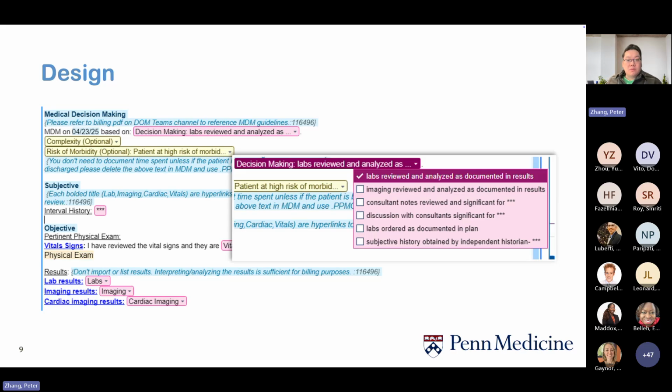We took a lot of inspiration from the work Dr. Shelov did on the CHOP side, so shout out to Dr. Shelov for helping us out with some of this thought process.